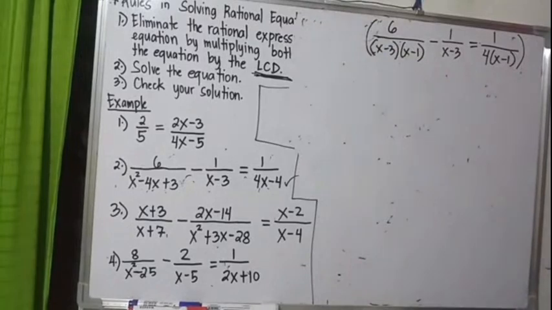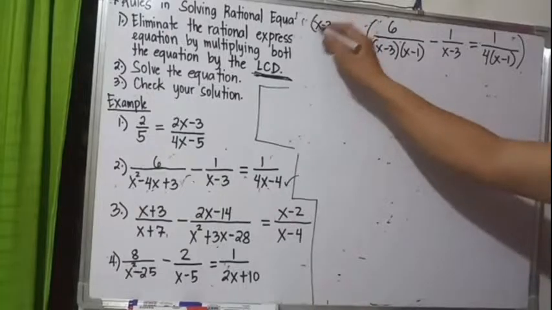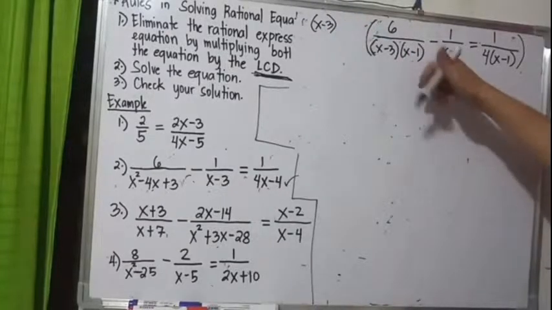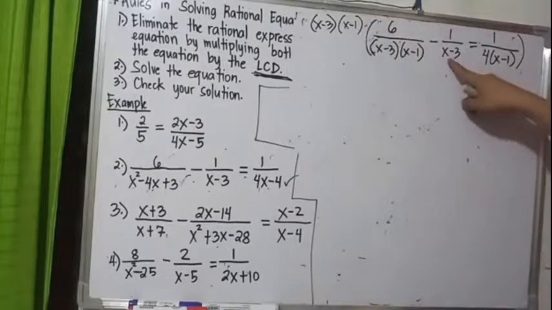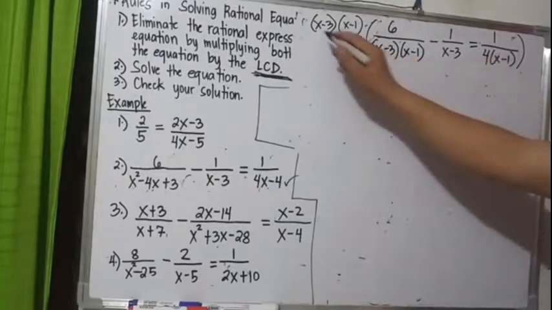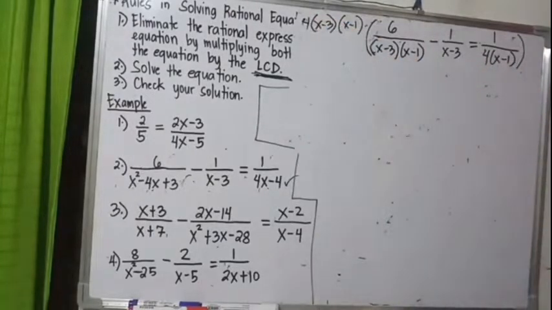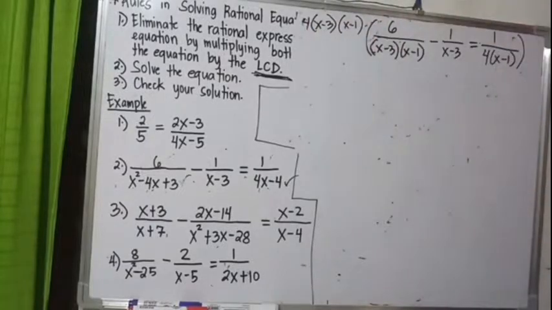So, our LCD is whatever is in the denominator. First, x minus 3, that is one of the LCD factors. Then x minus 1. Okay, x minus 3, meron na. X minus 1, meron na. And positive 4. We can also put the positive 4 in front. Next, we divide.